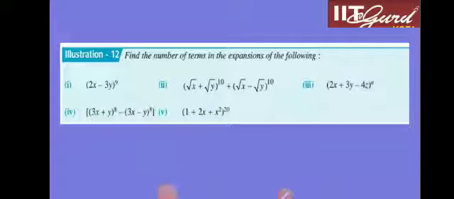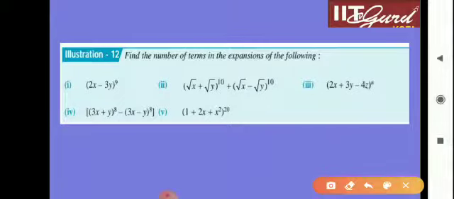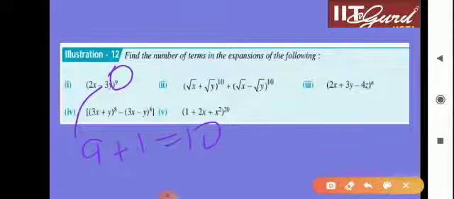So have a try, there are 5 problems. Hope you are getting it. It's a very easy problem. Here you have to find the number of terms, nothing else. In the first, it's pretty easy. This is a simple binomial theorem. Power is 9, so plus 1, the number of terms in the first result is 9 plus 1, that is 10 terms. As you know, in the binomial theorem, the number of terms is n plus 1.